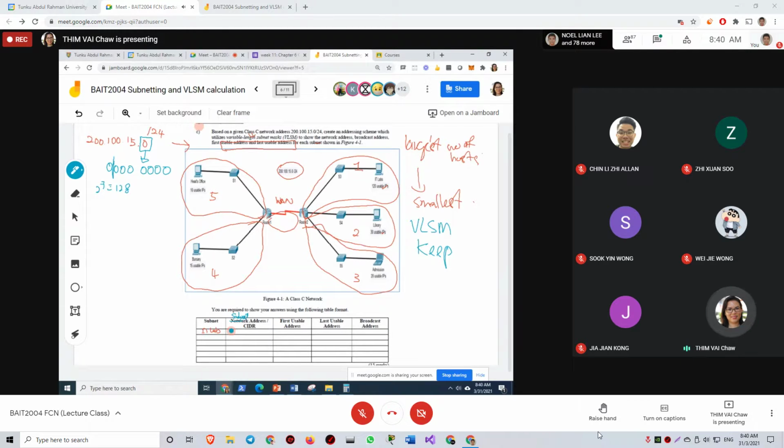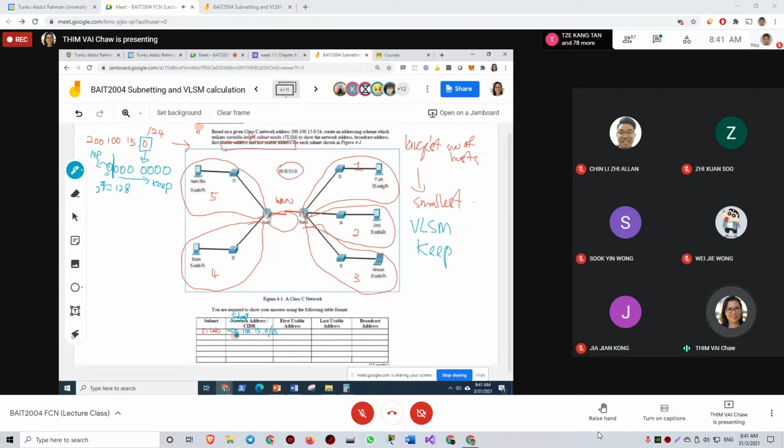So therefore, over here, I will give 200.100.15.0/. You understand that you keep 7 bits for your host portion. The remaining 1 bit, this bit you don't want, you give it to the network portion. The original network portion already has 24 bits. You plus this bit, it means that your prefix length will be 25. So that's why it's 25.